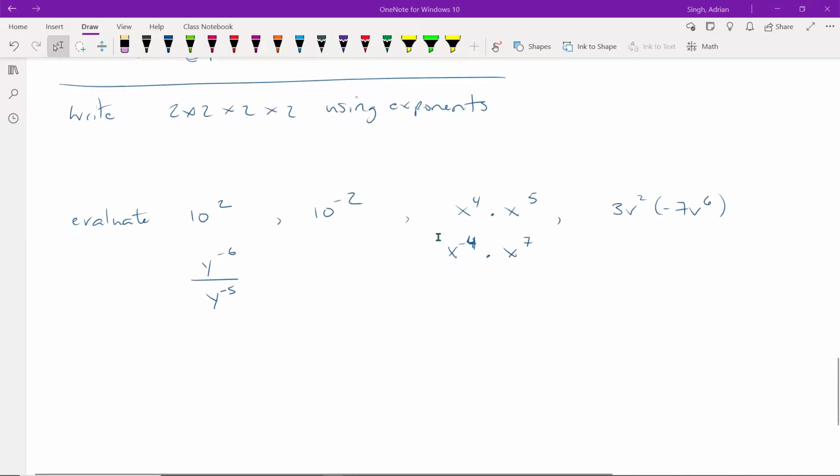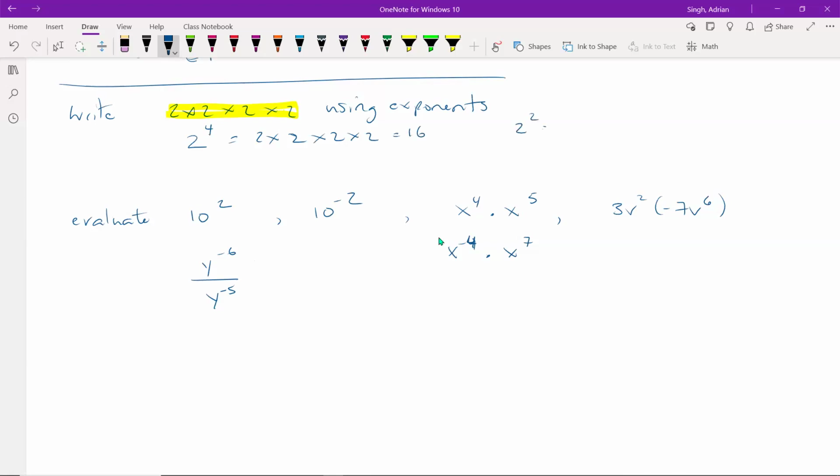All right, and now we'll take a look at just a brief review of exponents. So the first one here says to write 2 times 2 times 2 times 2 using exponents. So we're multiplying 2 by itself 1, 2, 3, 4 times. Okay, so 2 to the 4 is 2 times 2 times 2 times 2. So 2 to the 4 is 16.